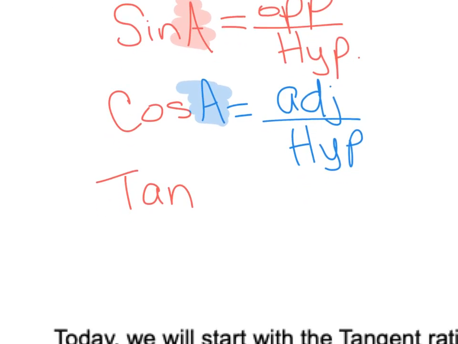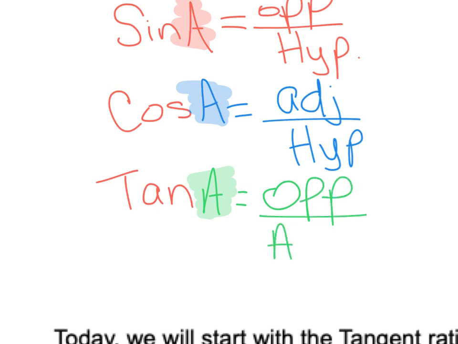And then the third trig ratio that we'll talk about is tangent. And actually the tangent is the one that we're going to focus on today and tomorrow. And the tangent of an angle, and again an angle A, or any angle I give you on a diagram, is going to be the opposite side divided by the adjacent side.